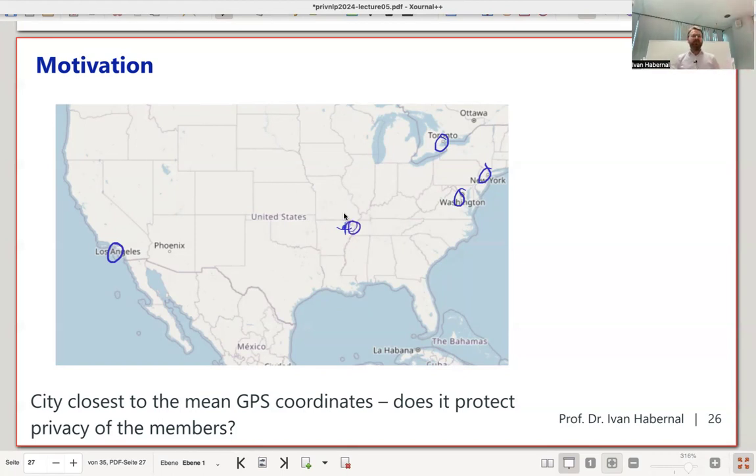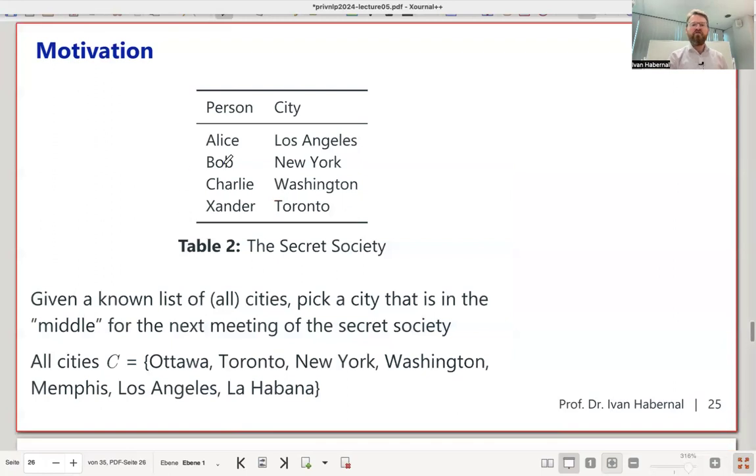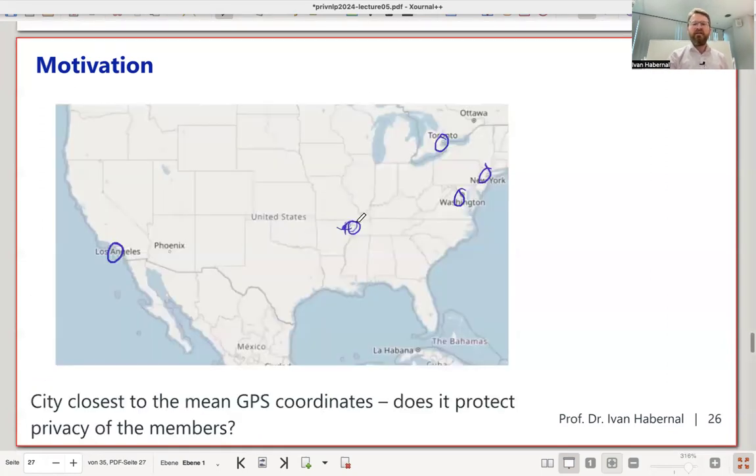Now, the three guys from the East Coast collude with each other and reveal the information to each other. So Bob, Charlie, and Sander, New York, Washington, Toronto, they tell each other, oh, I live in New York, I live in Washington, I live in Toronto. Let's find out where Elise lives. If you tell them just the mean, it's pretty clear that she's not living in Ottawa, because if she were in Ottawa, the mean would be here, and the city would be either Toronto, New York, Washington, or Ottawa.